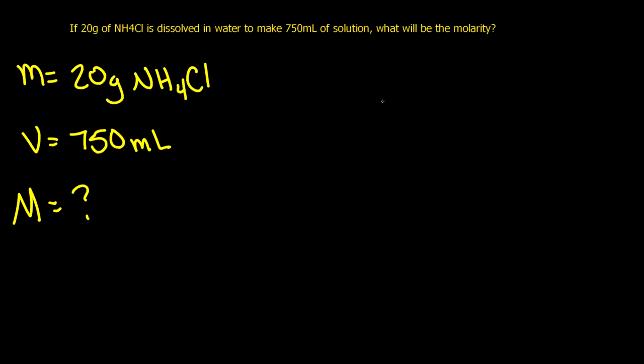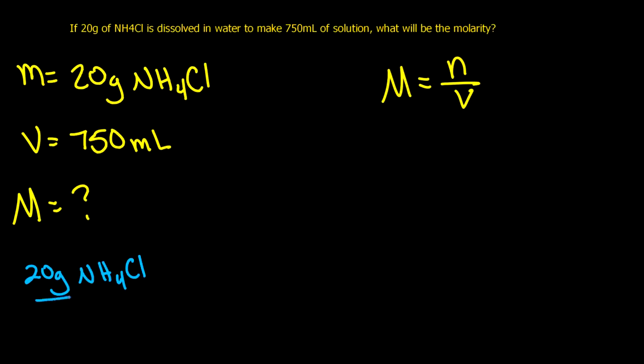Now, if you remember, our molarity formula is moles over volume. I don't have moles. I do have a volume, but I don't have moles. I can figure out moles, though. I got a mass. If I got mass, I can convert to moles. So let's do that. So I got 20 grams of NH4Cl. I need to convert that to moles of NH4Cl.